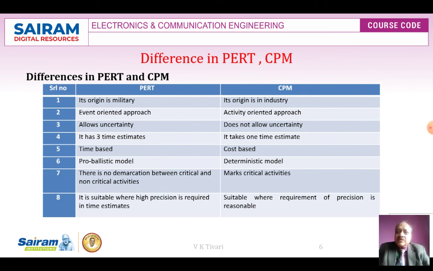PERT is suitable where high precision is required in time estimates, and CPM is suitable where the requirement for precision is reasonable. Critical points are marked by CPM, whereas PERT does not, and PERT has three time estimates whereas CPM doesn't take any estimates. Okay, these are the major areas, and moreover PERT is an event approach and CPM is an activity approach. They divide all activities into small activities and consider small networks, and as a whole they combine the things as a module and use it.